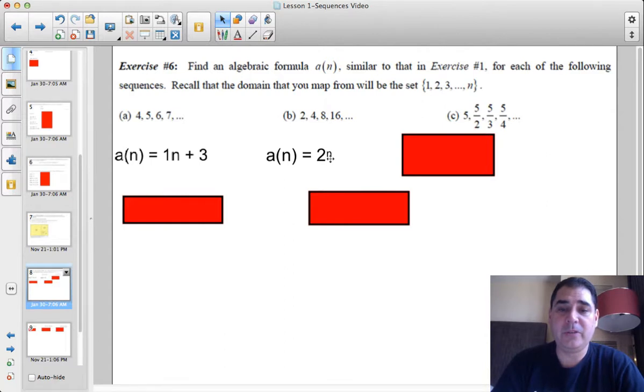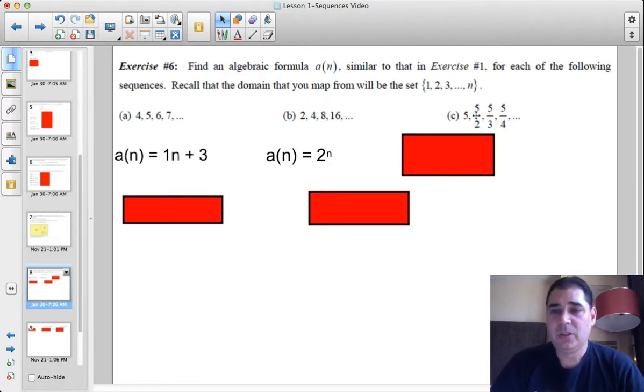2 to the first gives you 2. If I put 2 in, I need a 4. 2 to the second gives you 4. If I put a 3 in, you get 8. If you put a 4 in, you get 16. So this is the general formula. Now this one's neither an arithmetic sequence nor a geometric sequence.